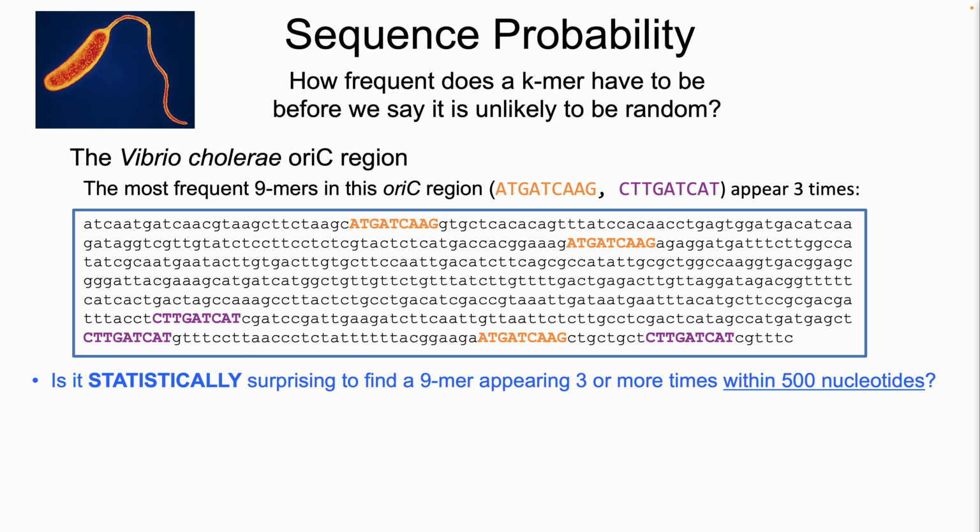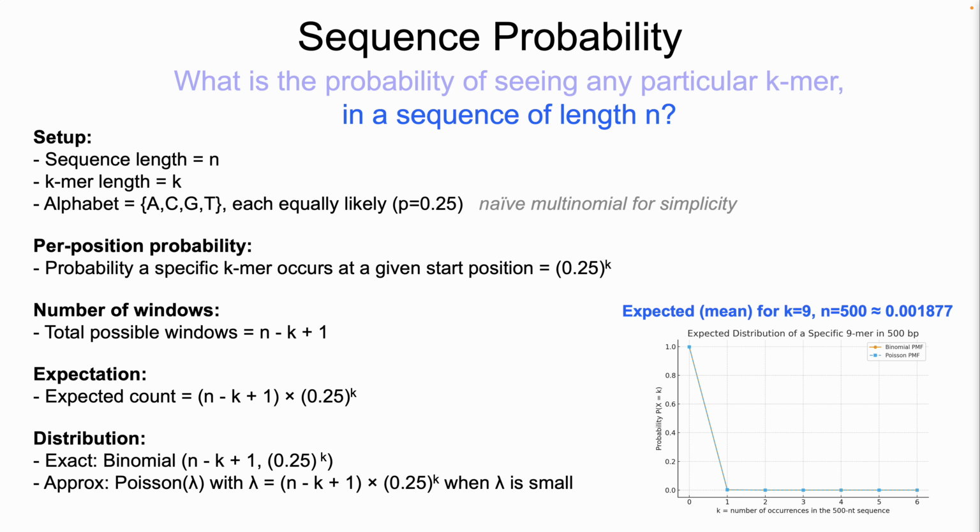So going back to our real example, is it statistically surprising to find a 9-mer that appears 3 or more times within this 500 nucleotides? We're going to use that simple multinomial model to see what the expectation is. We have a sequence of length n, in this case 500. Our k-mer length is 9. Our alphabet, all equally likely. And the probability that you see a given k-mer, we already said, is 0.25 to the power of however many nucleotides you have. In this case, k would be 9, right?